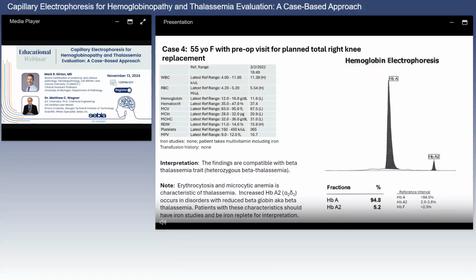Erythrocytosis and microcytic anemia is characteristic of thalassemia. Increased A2, which is alpha-2, delta-2 globin genes, occurs in disorders with reduced beta globin, aka beta thalassemia. And patients with these characteristics should have iron studies and be iron replete for definitive interpretation. You might have noticed below the CBC data, there were no iron studies. However, the patient was noted to be on a multivitamin that included iron, and the patient had no transfusion history of note.